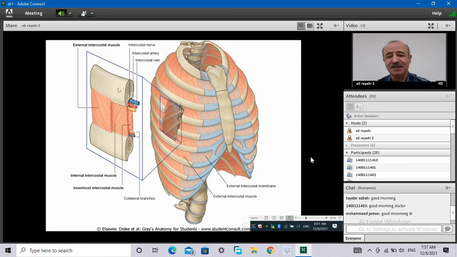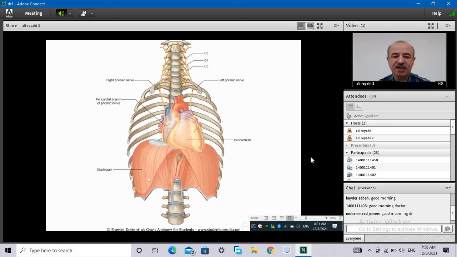Or this muscle between two ribs. The other name of ribs is costa. So this muscle is called intercostal muscle: external intercostal, internal intercostal, and innermost intercostal muscle. All of these are about the naming of a skeletal muscle.